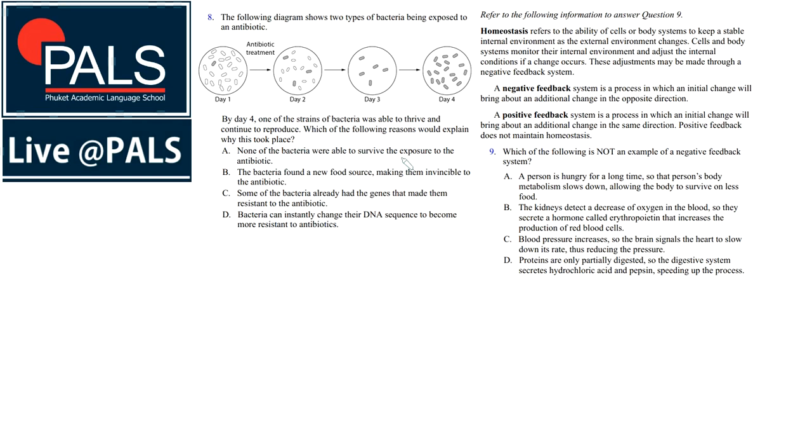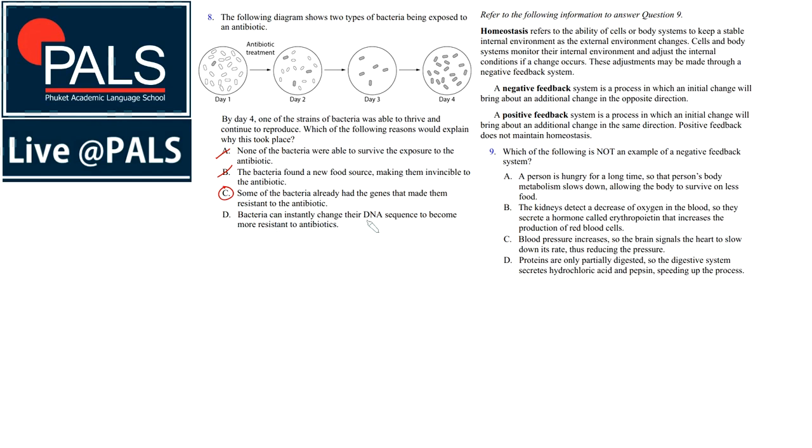None of the bacteria were able to survive the exposure of the antibiotic. Well, that doesn't make sense at all. So we can see that some did survive. Bacteria found a new food source, making them invincible to the antibiotic. There is no new food around here. It's just growing on the same medium. Food is not changing, so that doesn't make sense either. Some of the bacteria already had the genes that made them resistant to the antibiotic. That makes a lot of sense, so it's probably this answer here.